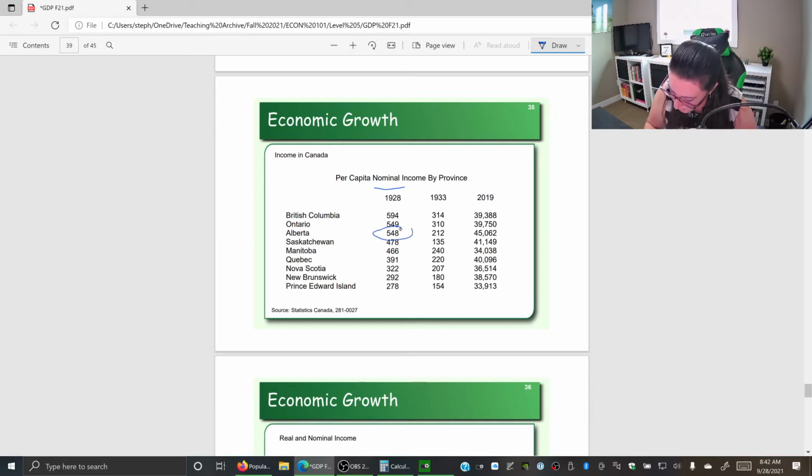Let's look at Alberta. So if you lived in 1928 in Alberta, your income would have been $548 for the entire year. In 1933, the average income in Alberta was $212. Why? What happened? Here you can see the Great Depression. So remember, people are being laid off. So a lot of people had zero income. Other people got less hours. And so if you lived during the Great Depression in Alberta, you made $212 for the entire year.